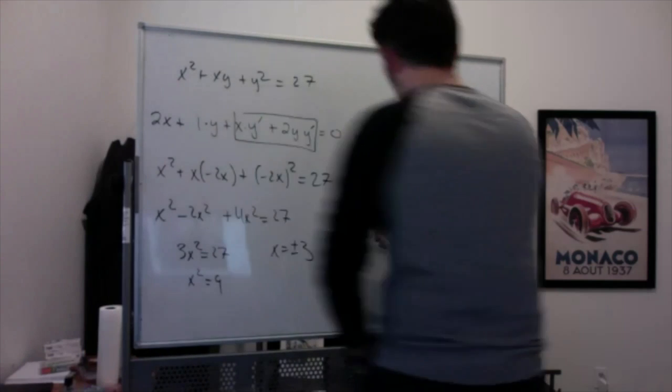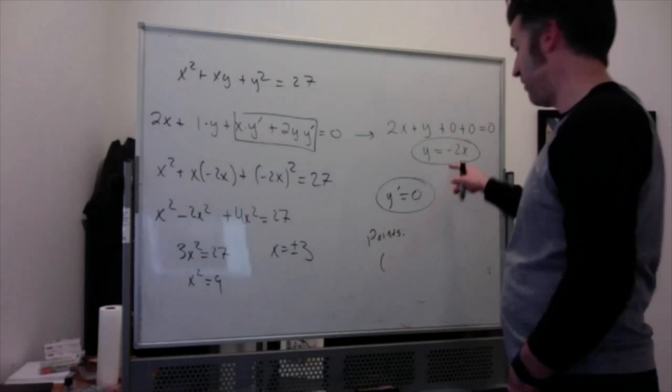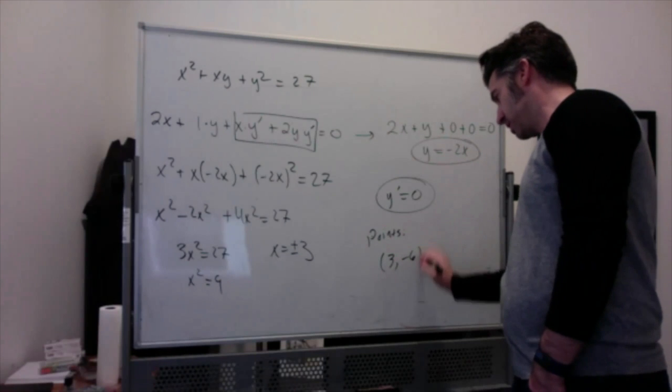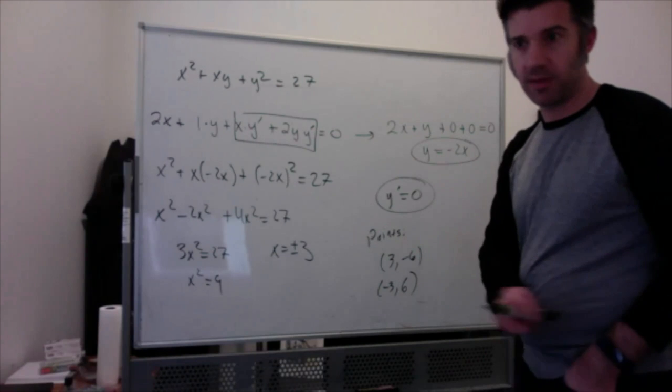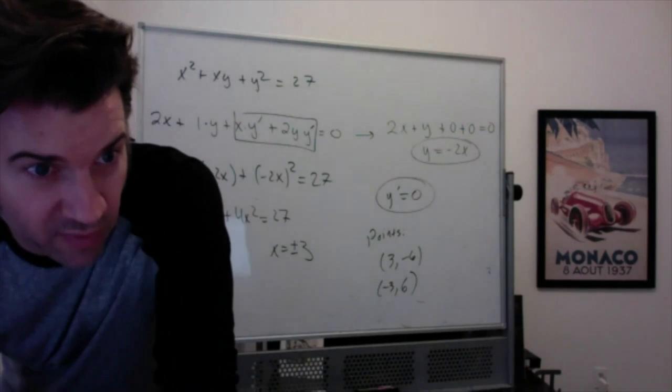So here are the points. If x is 3, y is going to be negative 2 times 3. And if x is negative 3, y is going to be negative 2 times negative 3. And let's look back at the problem for a second.